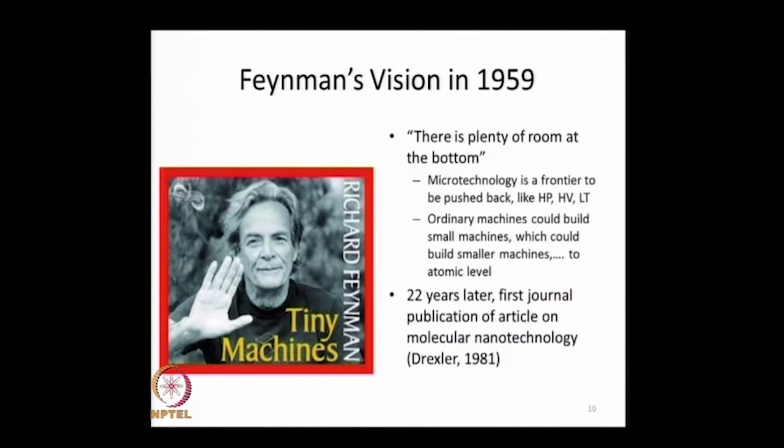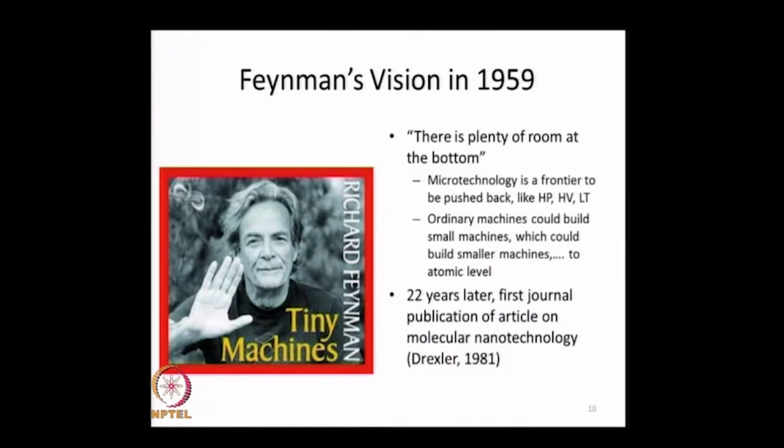What is the history of nano? Well, it actually started back in 1959 when Richard Feynman stated his vision of there being plenty of room at the bottom. He said you can always keep driving technology to smaller and smaller dimensions. He basically said that micro technology is actually a frontier that we need to keep pushing back, just like high pressure, high vacuum, low temperature, etc. So, his thinking was micro is small, but we can get smaller. So, let us keep pushing the boundary.